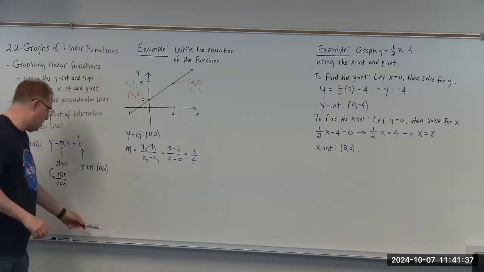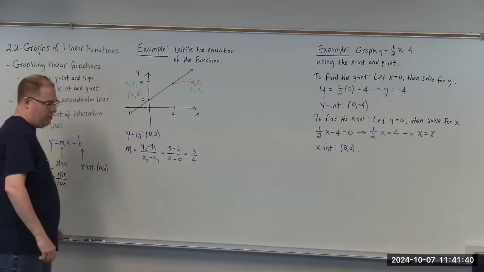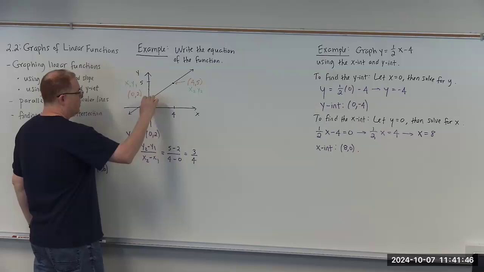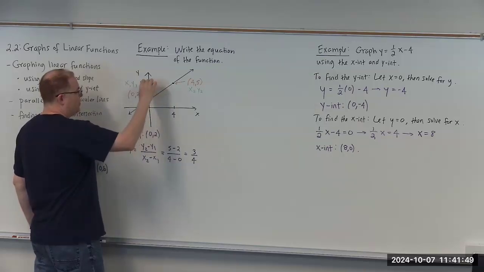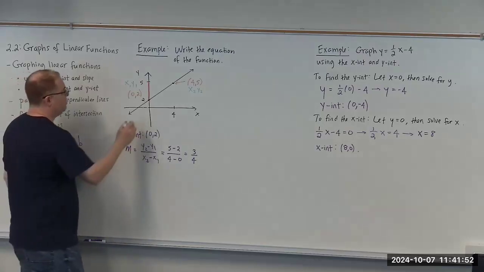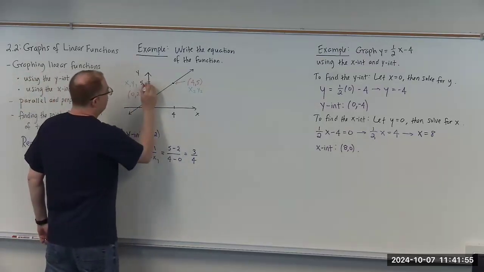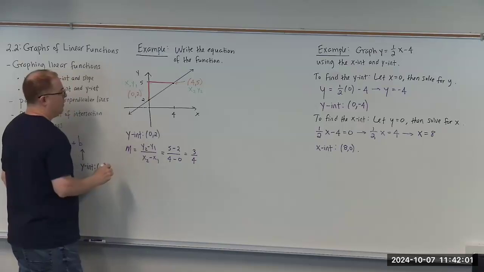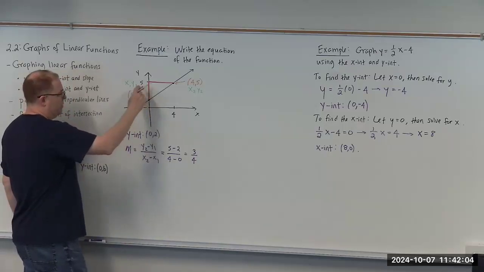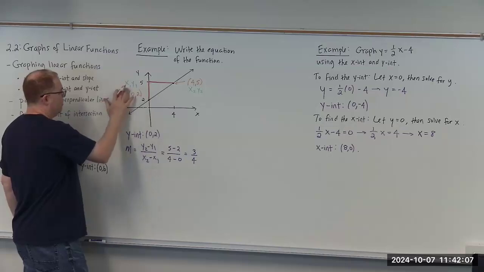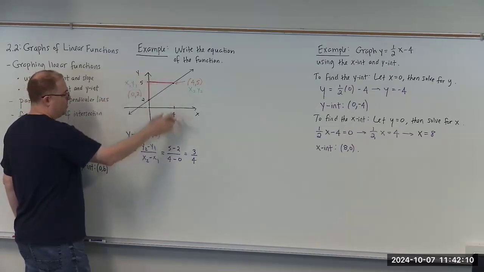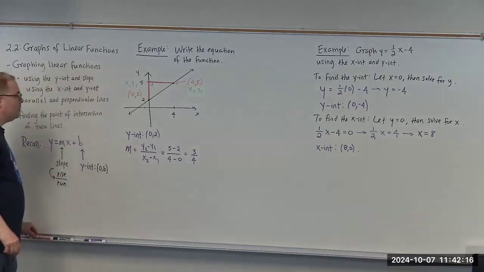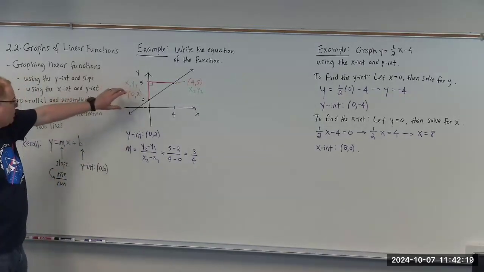In fact, we can see that geometrically. Another way to come up with a slope is to look here. The difference between 2 and 5, in other words 5 minus 2, is 3. So that's the rise. And then we go over from here to here, 4 units. So this is 3, and this is 4. So up 3 over 4. That's geometrically what's happening here.